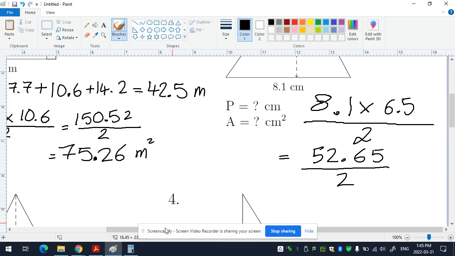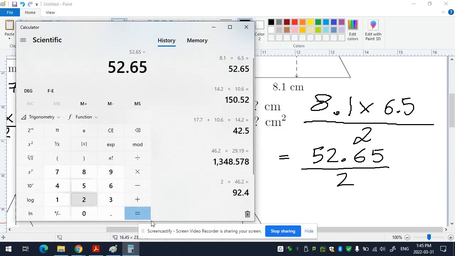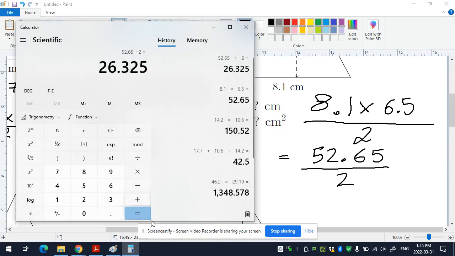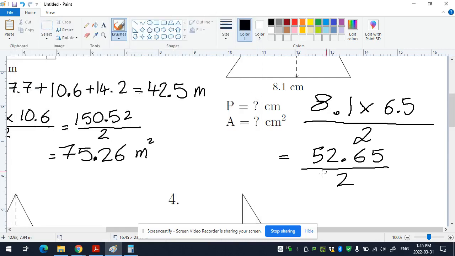Okay, and then we divide. So what would this be? Division by 2. So the area of this triangle is 26.325 in centimeters squared. How much? 26.325 in squared centimeters. Done. You have to divide, but only at the end. Please never do it at the beginning. You're going to make a mistake if you do. BEDMAS tells you to do the top part first, which is multiplication, and then divide.